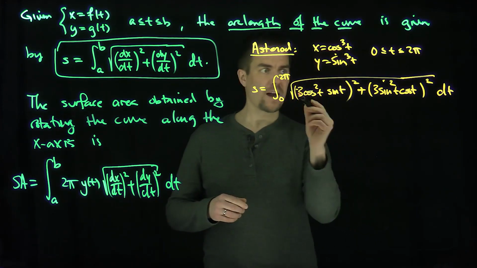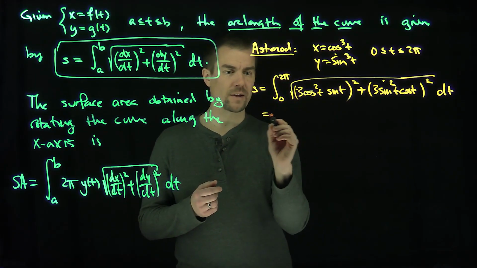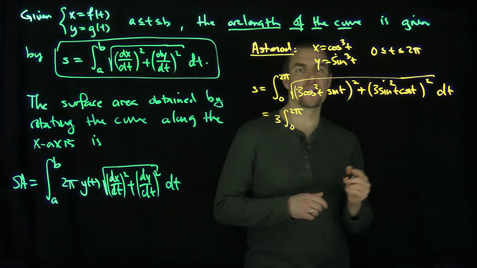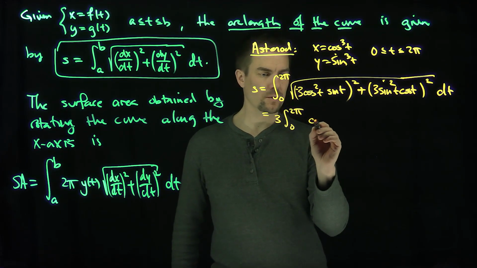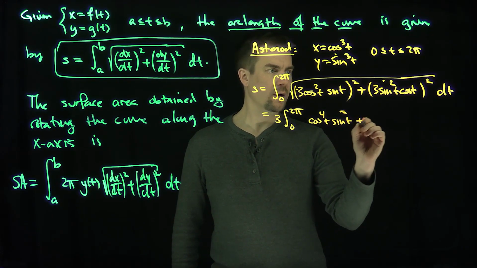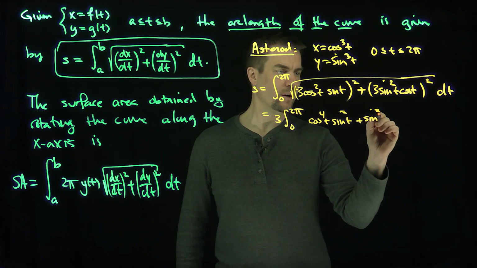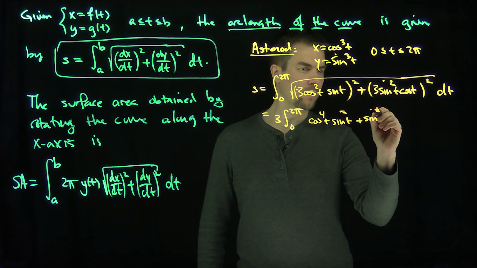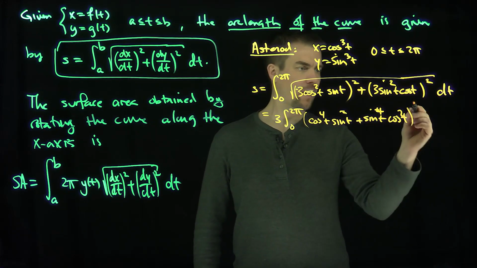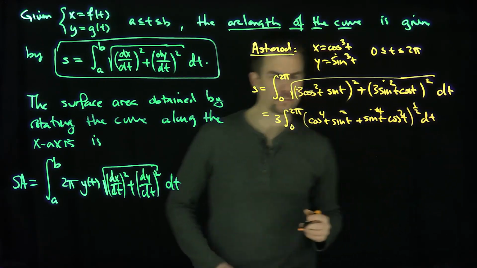Now it looks like an ugly mess, but let's see what we get. Everything is a factor of 9, so I'm going to pull that out. That's going to be 3 times the integral from 0 to 2 pi of cosine to the fourth of t sine squared of t plus sine to the fourth of t cosine squared of t, all to the 1/2 power dt.